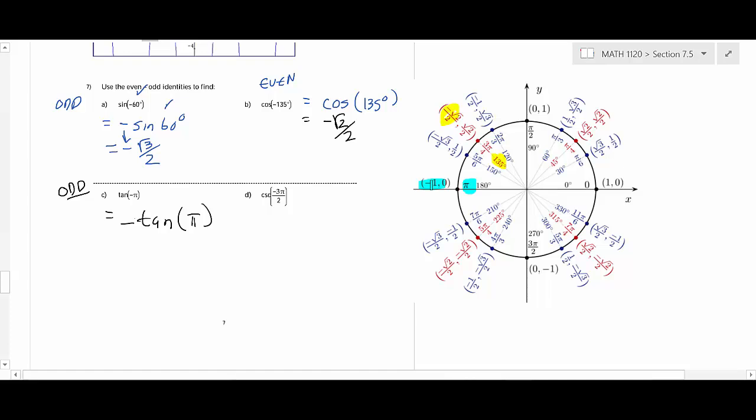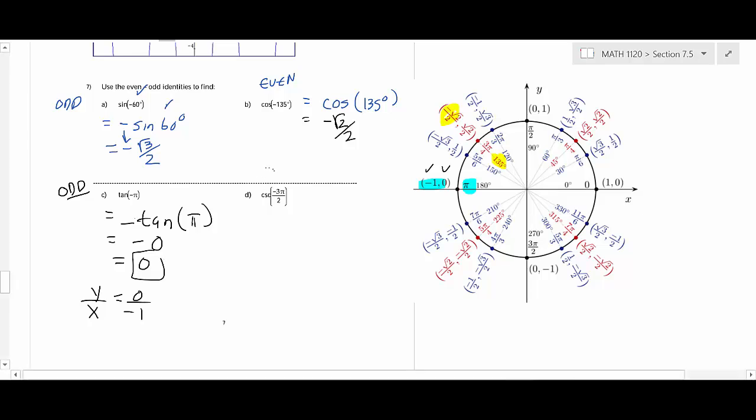Y over x, right? So what you're going to do is y over x, which would be 0 over negative 1. So that would be 0. So that just means that's negative 0. So it's 0. Now, the other way you could figure this out, but I'm wanting you to learn how to use the odd even identities. Negative pi is this way, right? So negative pi would be there, just like pi, but the angles are coterminal. So that's the idea.